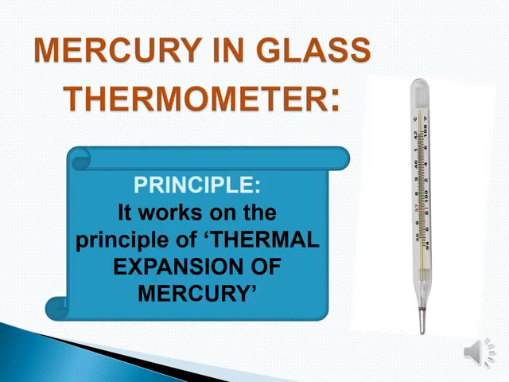The simplest thermometer with which we all are familiar is the mercury in glass thermometer. It is based on the thermal expansion of mercury, which means that mercury expands on heating. And this thermometer is shown in the picture here.